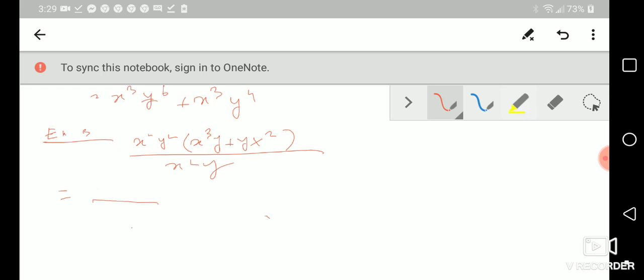So it's going to be x^2y^2 · x^3. My handwriting is getting bad.